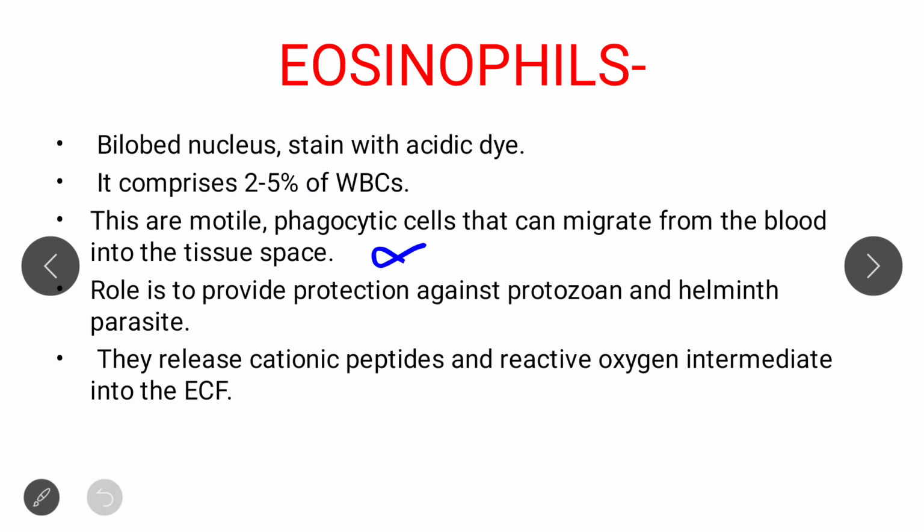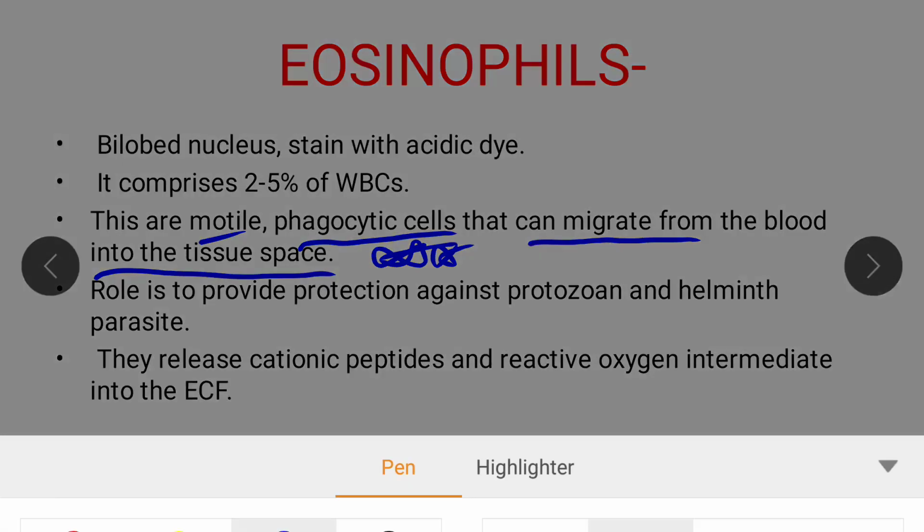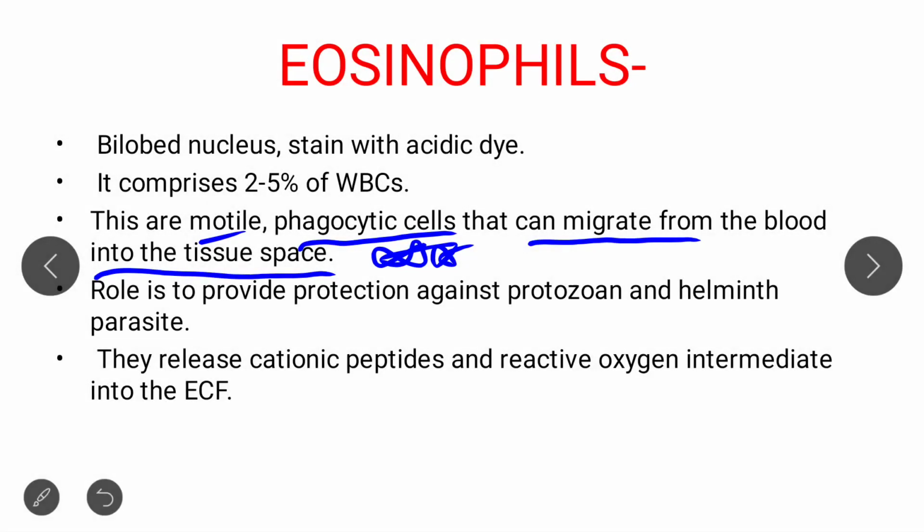Okay, this point is most important. What is this? Neutrophils and eosinophils are motile phagocytic cells that can migrate from blood into the tissue space. And that is the most important point, that is the main role.